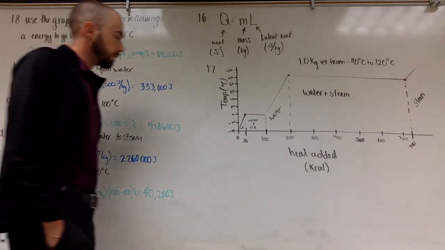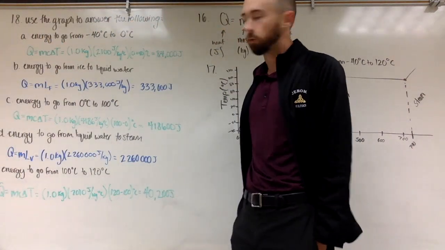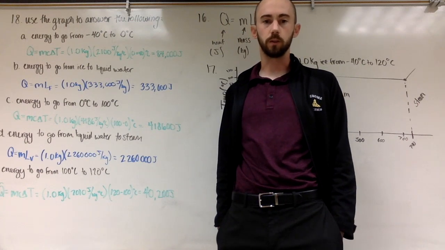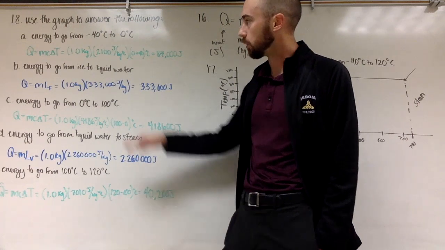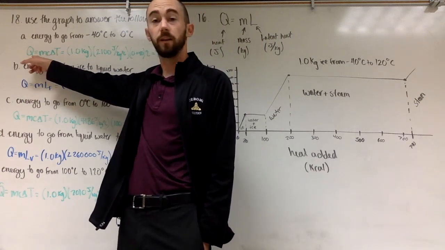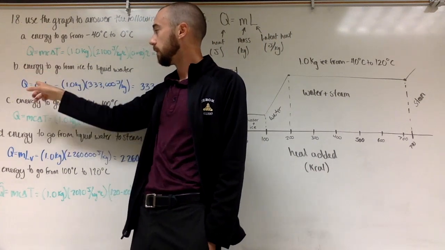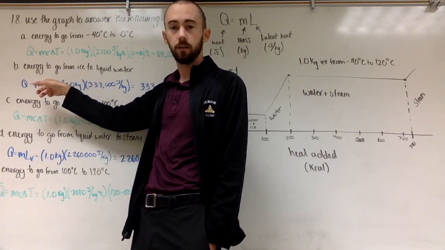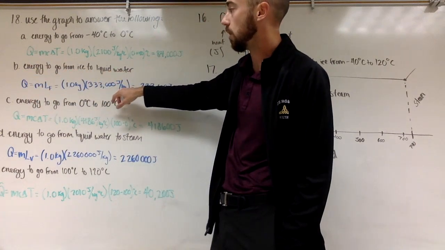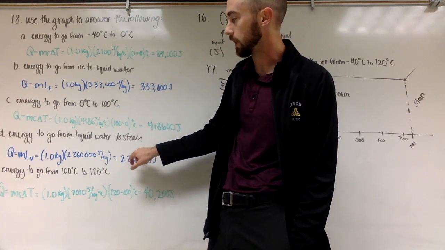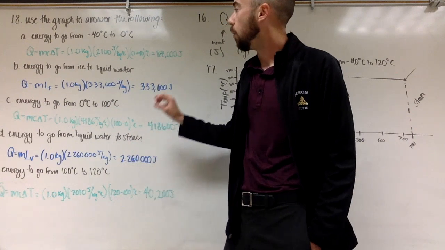So let's take a look at the answers here. You'll notice the green ones were ones where there was no phase change. The blue ones are the ones where there is a phase change. And you'll notice that the formulas are different. When there is no phase change, we use our specific heat formula, so Q equals mcΔT. For the ones where there is a phase change, it's Q equals mL. This first one is going to be our latent heat of fusion. The second one is going to be our latent heat of vaporization.